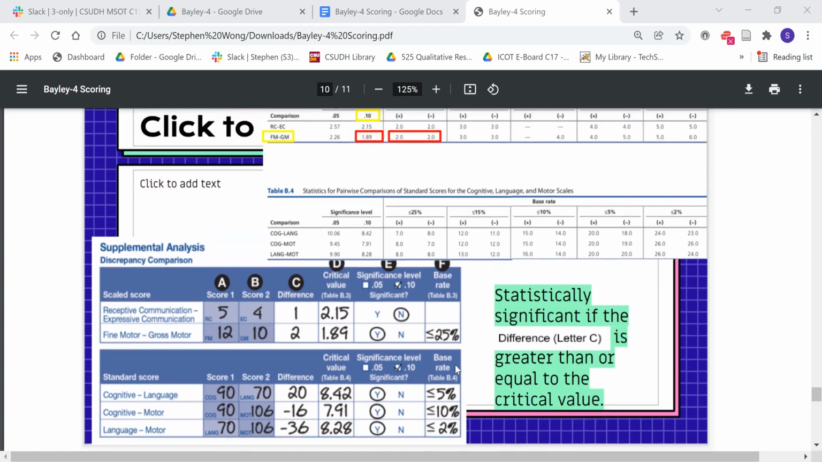So hopefully that clears up the discrepancy comparison for Bayley 4. And good luck studying.